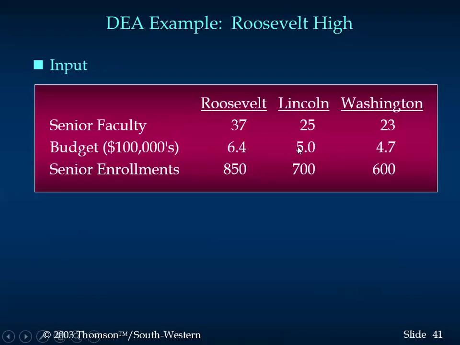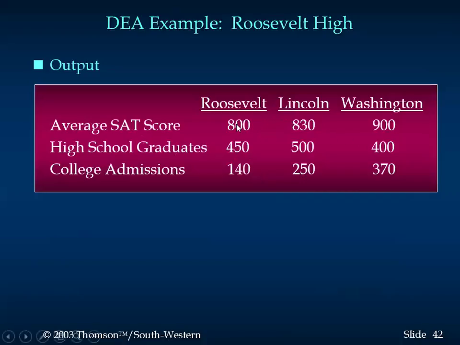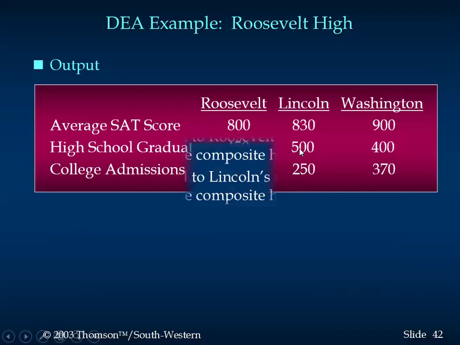37 is much higher, 6.4 is much higher, and 850. So all the inputs are much higher, and the output is somewhere in between. SAT is much lower than the other two, 450 is somewhere between those two, and 140 again is much lower. So clearly Roosevelt is going to be inefficient. Let's find out how inefficient.